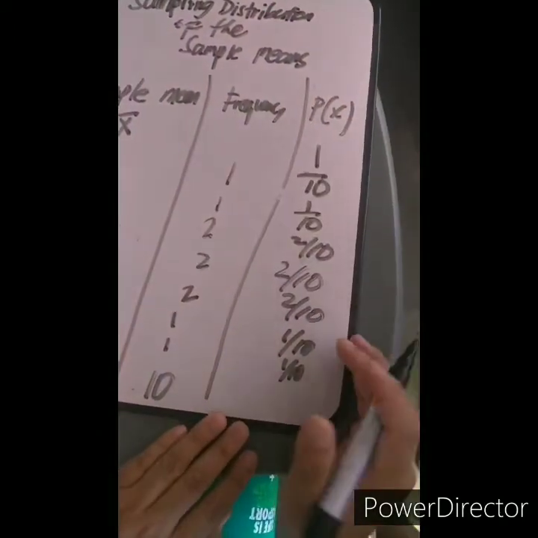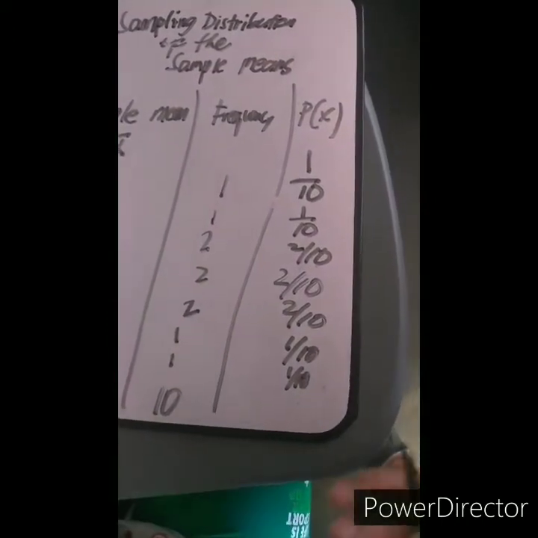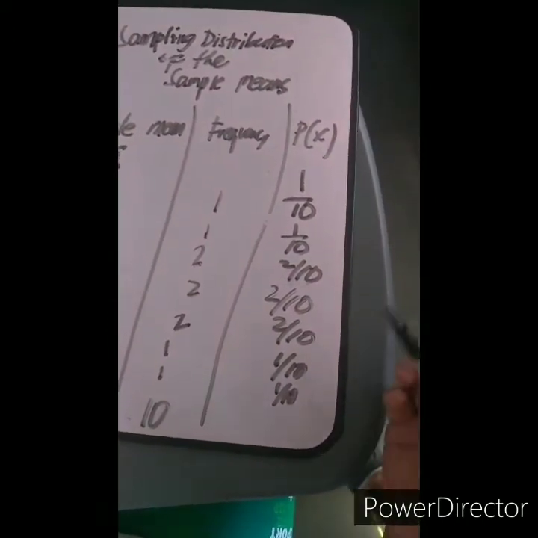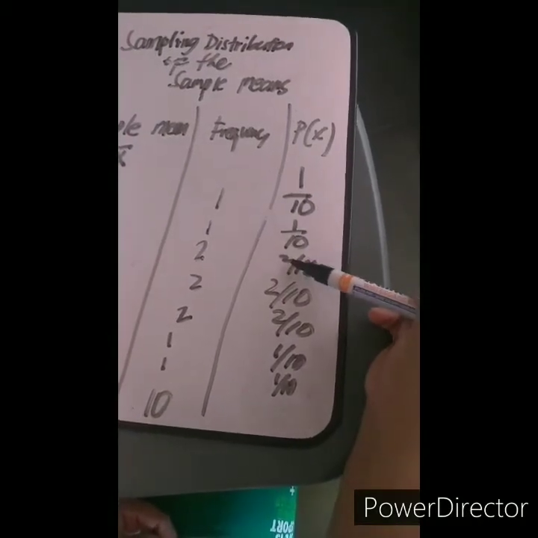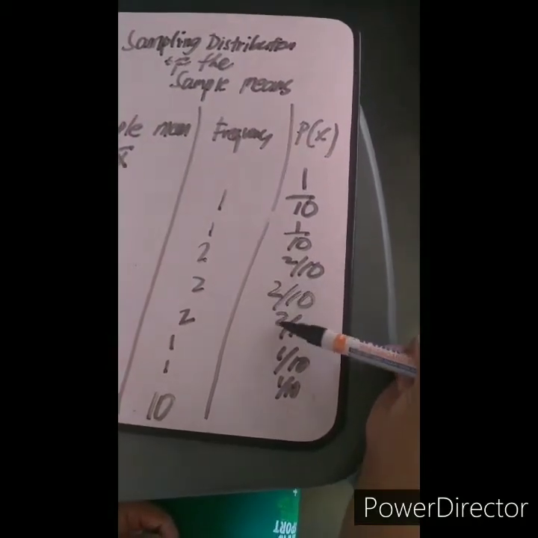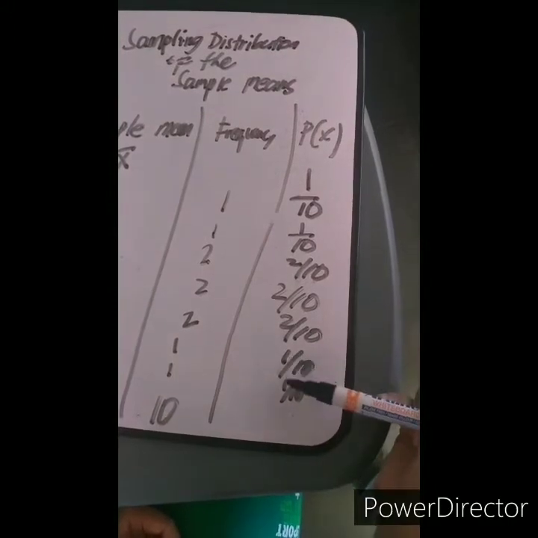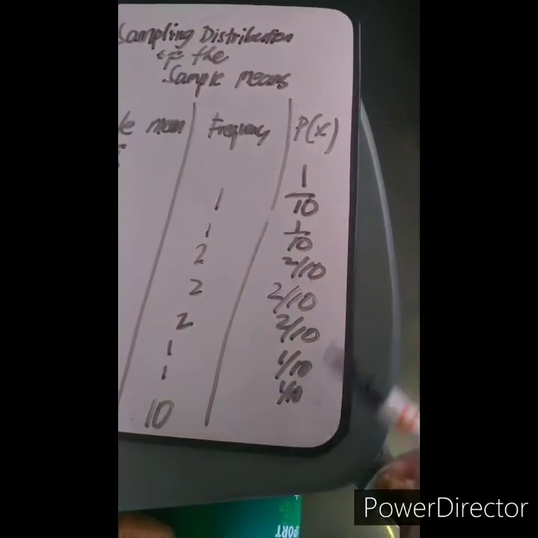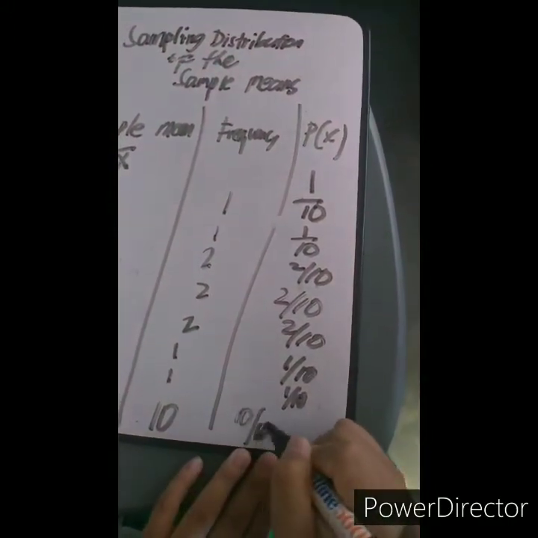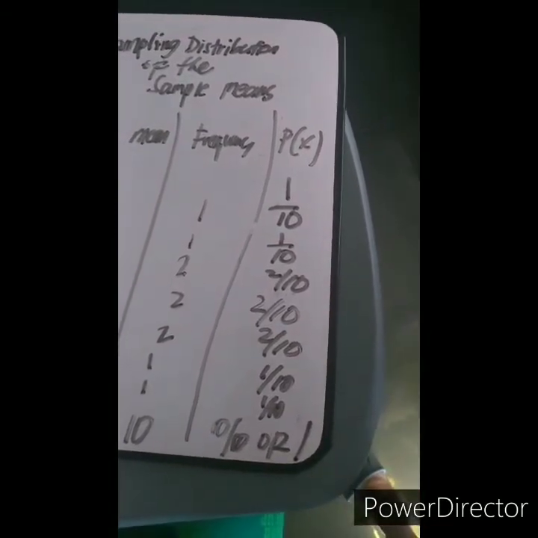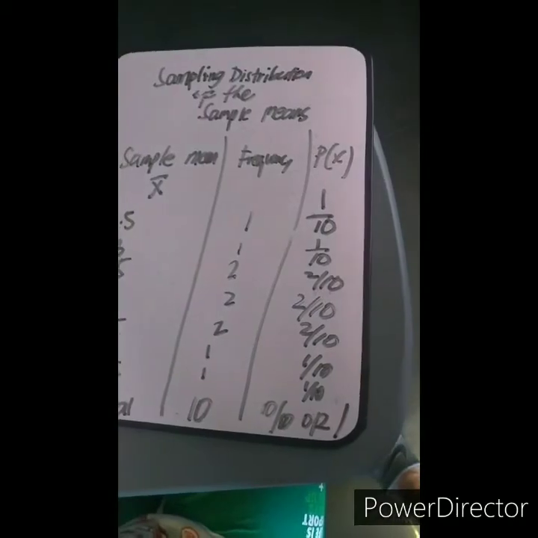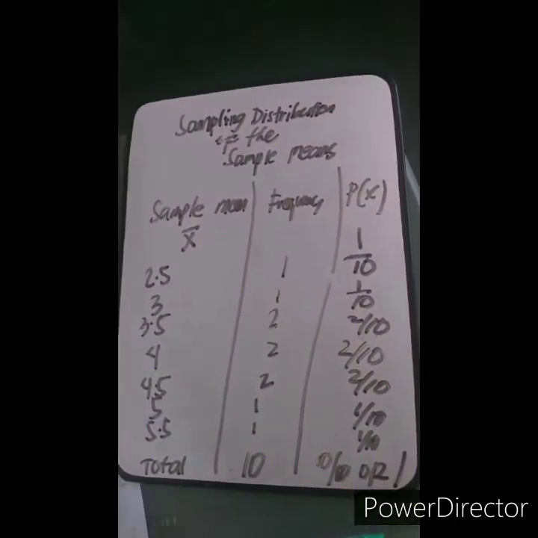And for the probability of x, going back to what we discussed before, it should be equal to 1. Is it equal to 1? 1 plus 1 is 2, plus 2 is 4, plus 2 is 6, plus 2 is 8, plus 1 is 9, plus 1 is 10. So 10 over 10, which is equal to 1. So that is now your sampling distribution of the sample means. Right, so we're done with the sampling distribution of the sample means.